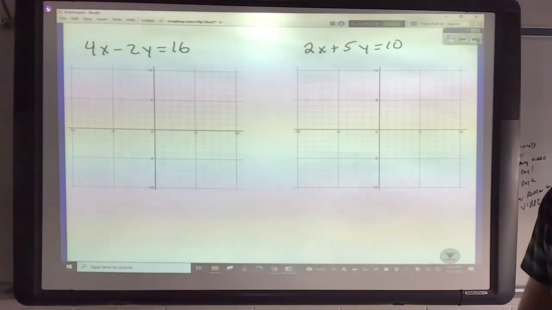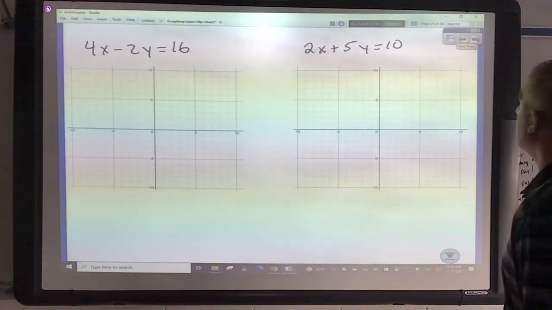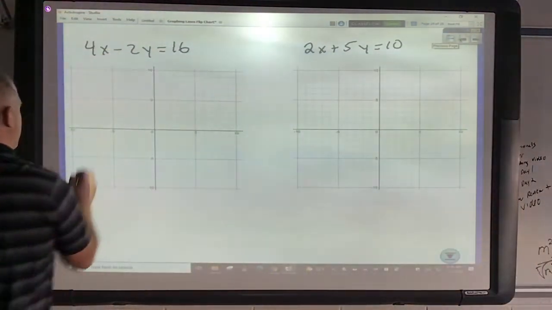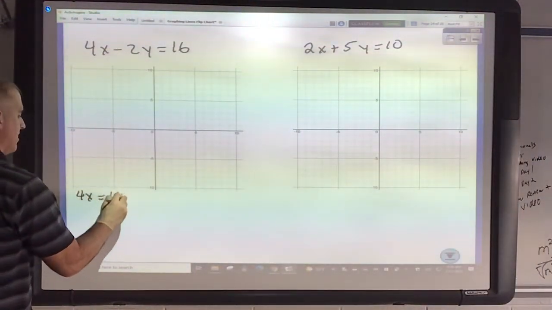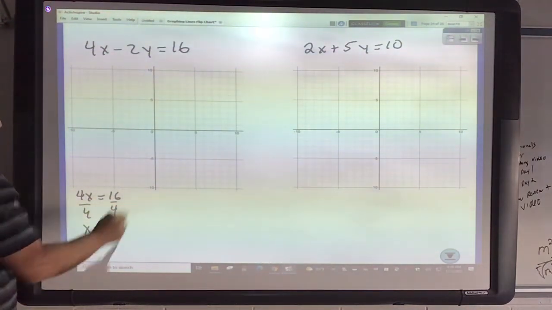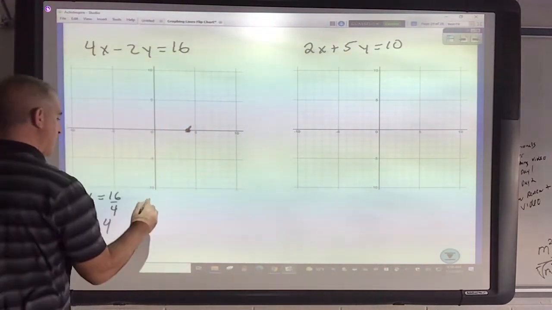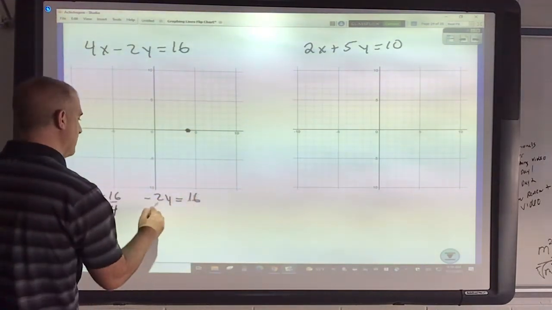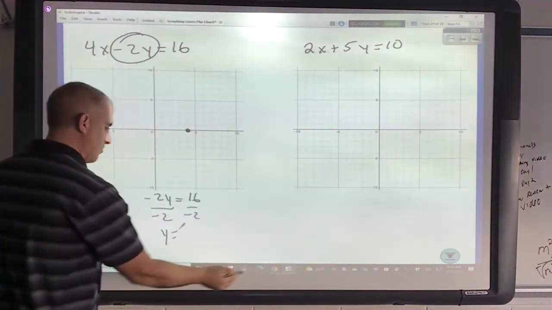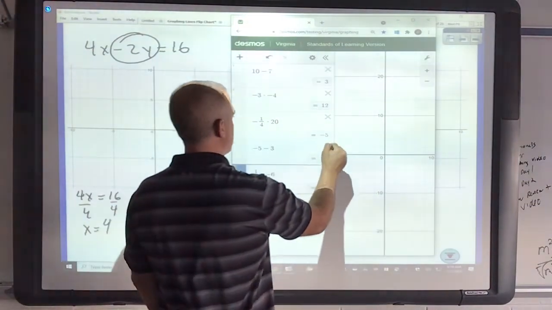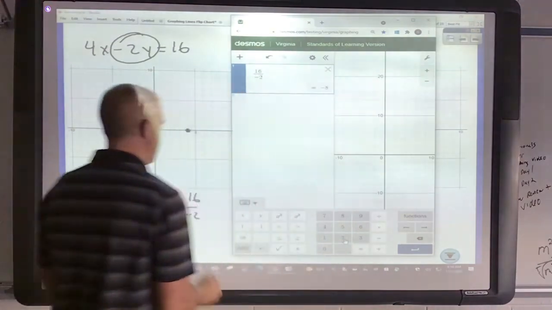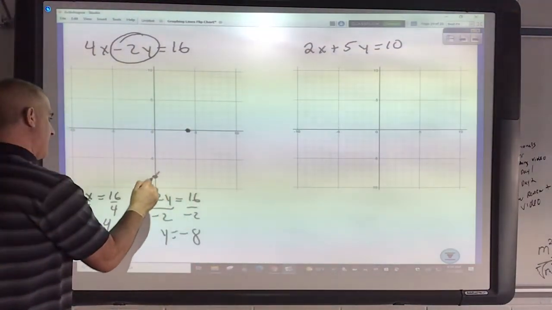I think I got 3 left. All right, that's 3, yep, these 3. Okay, so with these, when x and y are on the same side, set that equal, divide by 4. 16 divided by 4 will be 4. So a dot on 4. Then I want to take 2y equals 16. So I got to take that whole thing, divide by negative 2, divide by negative 2. Y equals 16 divided by negative 2 is negative 8. So that would be down here on the y-axis.